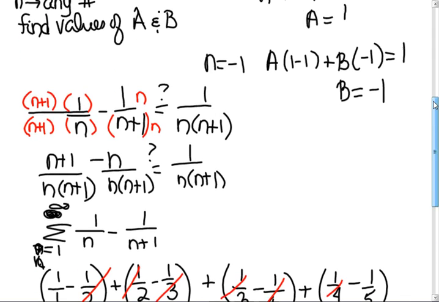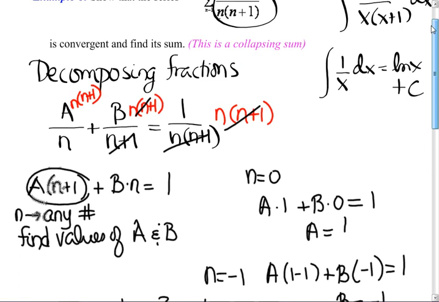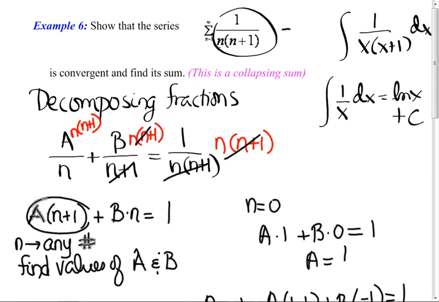Now, they're not going to ask you this. Guess what this equals? It equals 1. They will not ask you for the value of a collapsing sum. I've never seen it yet.